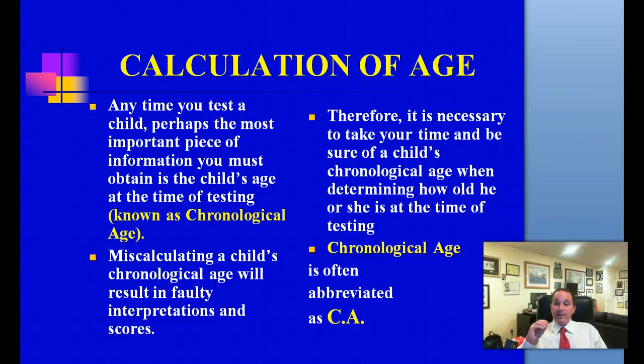So therefore, it is absolutely necessary that when you calculate age, you take your time and you be sure of the child's chronological age when you're determining how old he or she is at the time of testing. Now, when you see chronological age in a report, it is often abbreviated, and that abbreviation is CA. So when you see CA in a report, that is just the abbreviation for chronological age.